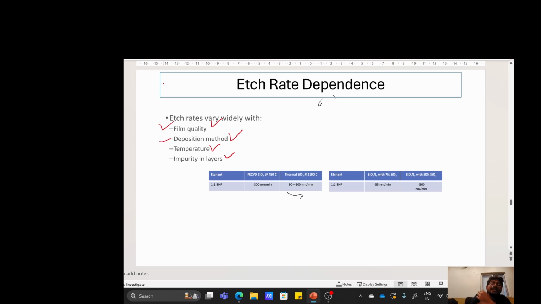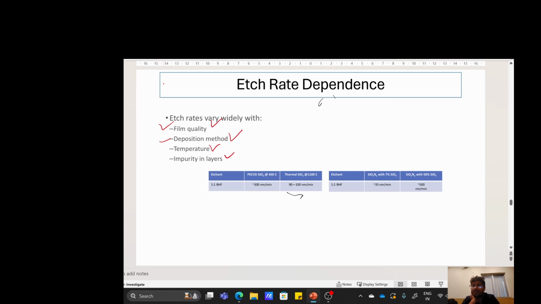The deposition method that you use, like if you are doing PECVD or CVD for the SiO2 deposition, or wet oxidation or dry oxidation for the SiO2 growth. Certainly you will get a very good quality film in dry oxidation. Through the dry oxidation process, the etch rate is lower in that case.